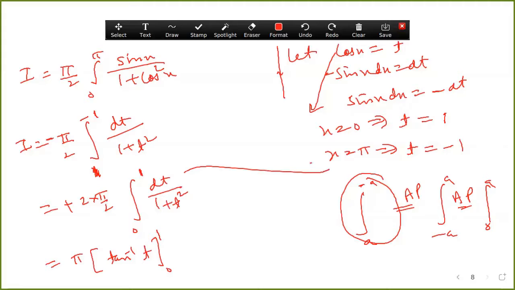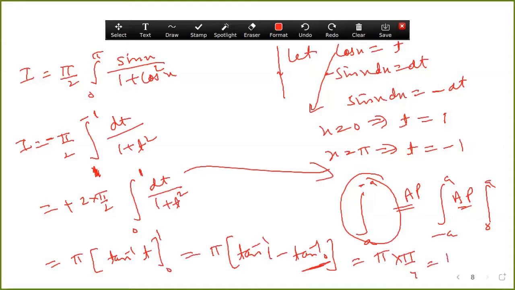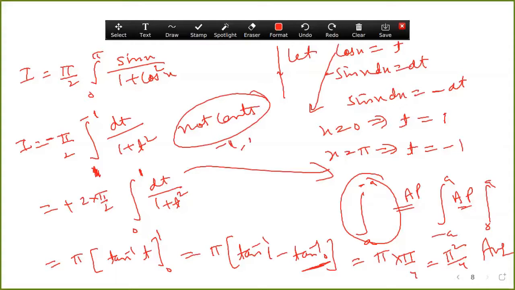Here you have to apply properties. Try to understand. This is pi, tangent inverse 1 minus tangent inverse 0, 0 becomes 0, pi times pi by 4. It comes out pi square upon 4. This is the answer. Here this is the important part, because 1 to minus 1 you can't integrate because the function is not continuous in the interval minus 1 to 1. So change is required. Change the limit from 0 to 1. Then you can do the question.